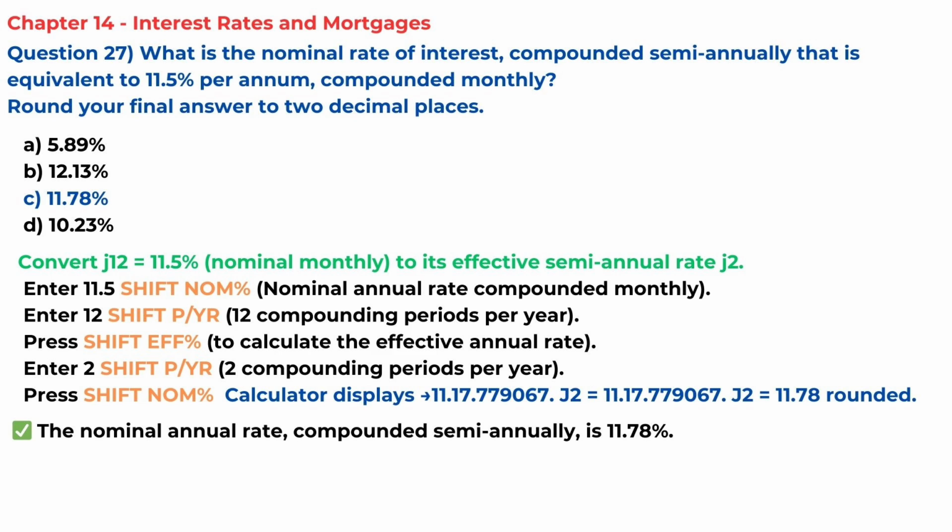Question 27. What is the nominal rate of interest, compounded semi-annually, that is equivalent to 11.5% per annum, compounded monthly? Round your final answer to 2 decimal places.